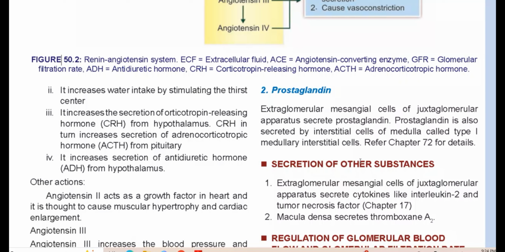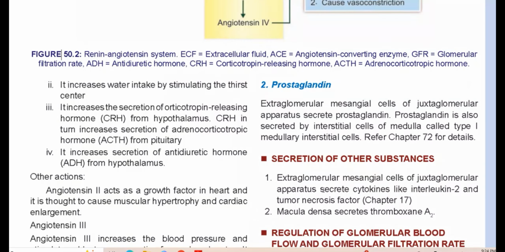So there are various important functions which we have discussed here. The juxtaglomerular apparatus secretes renin, and renin regulates the blood pressure, the glomerular filtration rate, and the ECF volume. Moreover, we have already discussed prostaglandin and some secretion of other substances like cytokines, interleukin, tumor necrosis factor, and thromboxane A2 from the macula densa. In this way, we have covered our lecture today on the structure as well as the important functions of the juxtaglomerular apparatus.